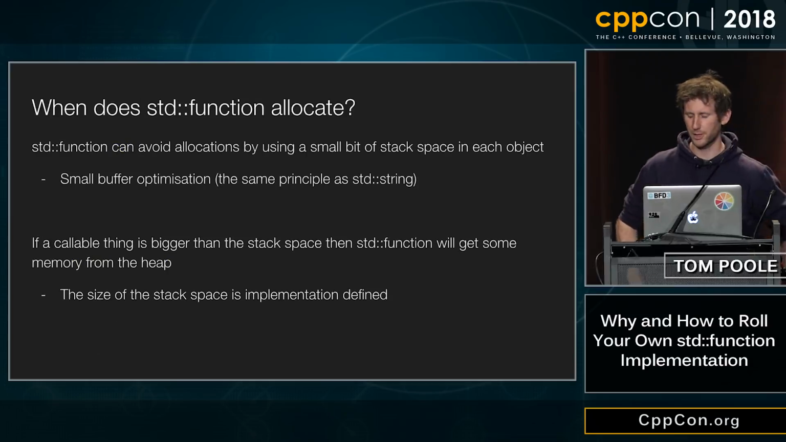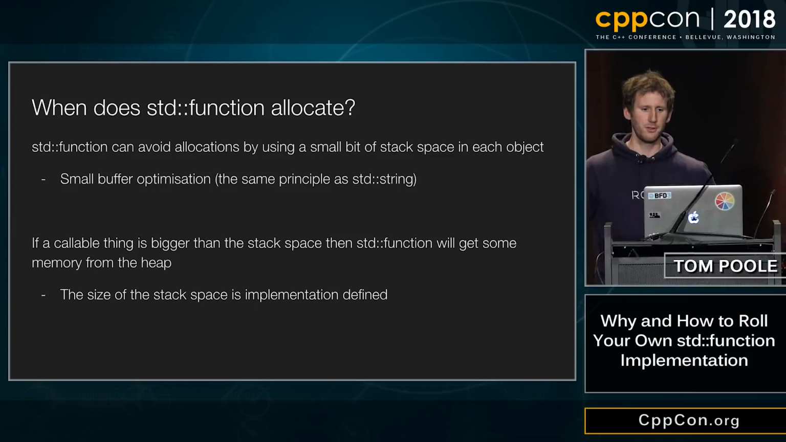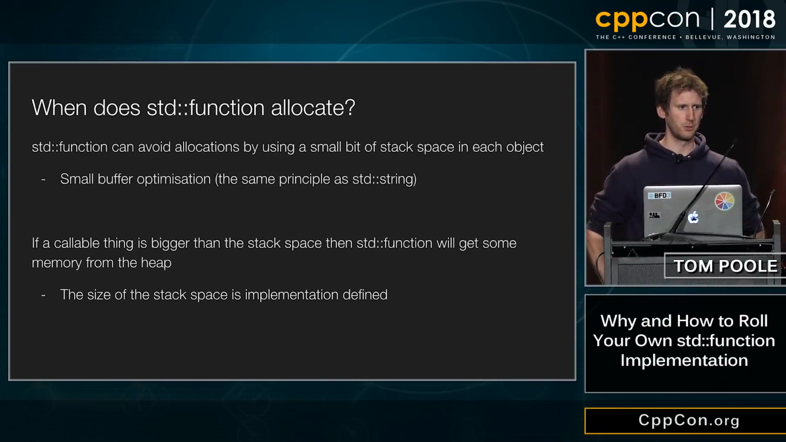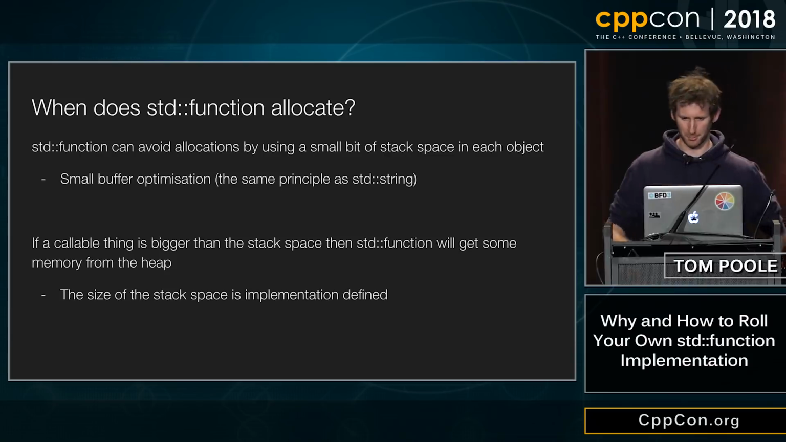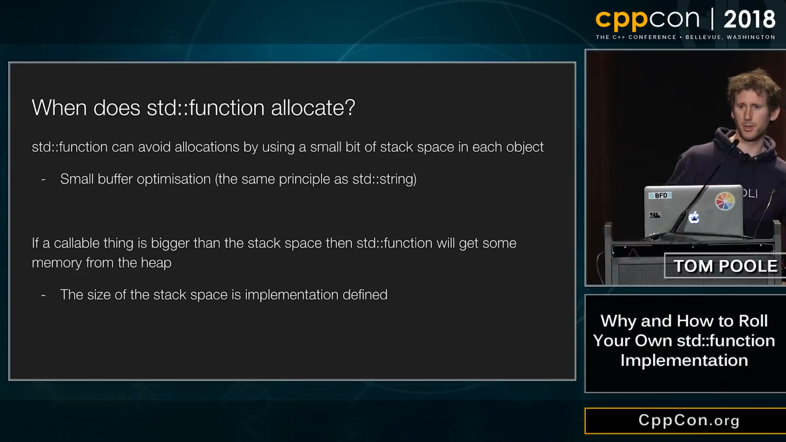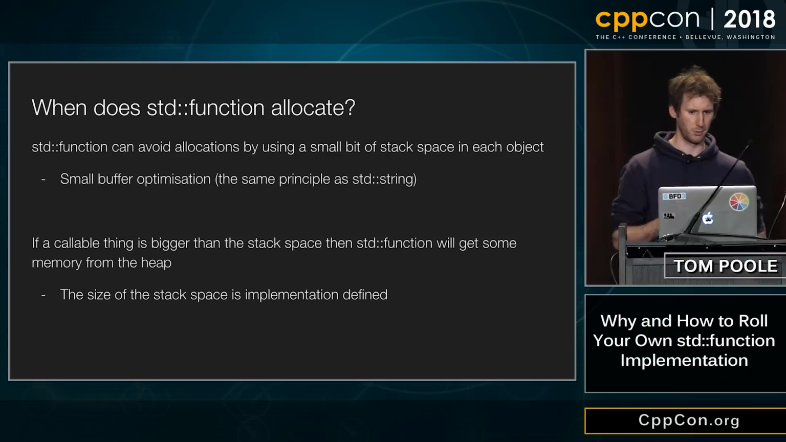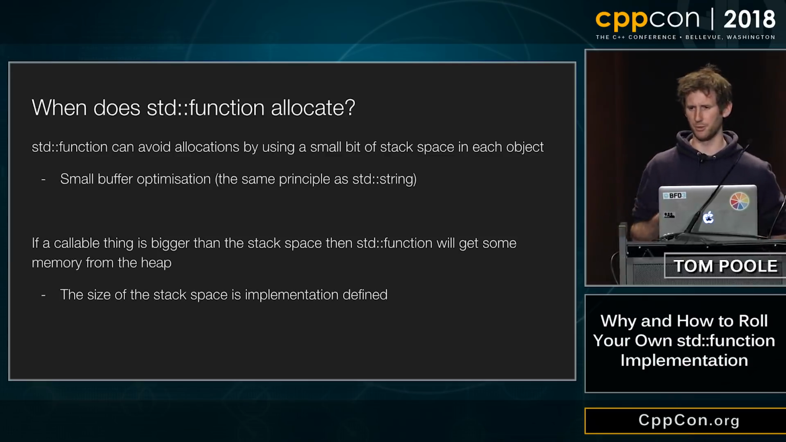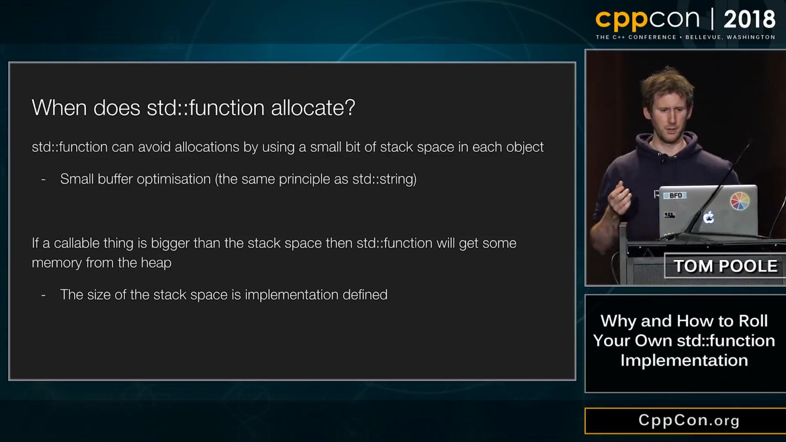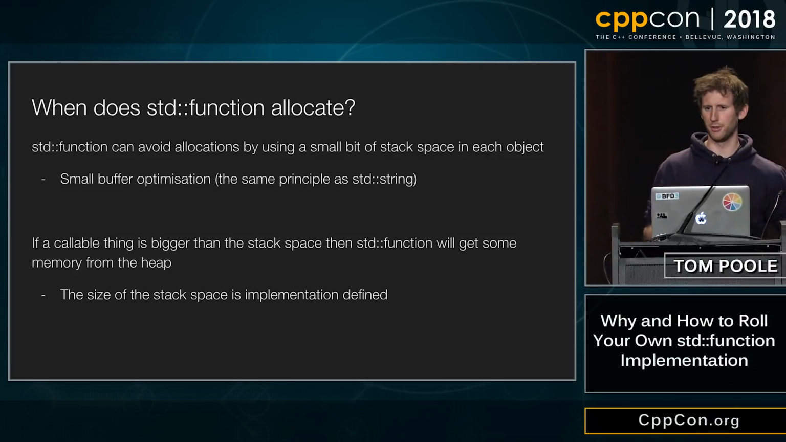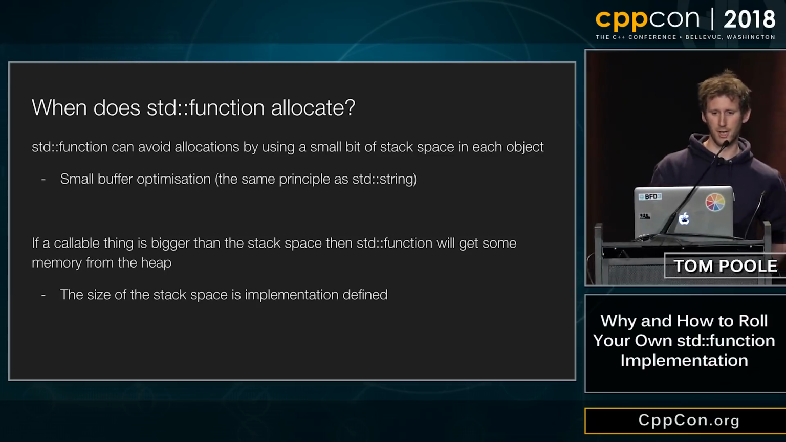Why is this a problem when you're working with std::function? Well, std::function allocates sometimes. We'll talk about this a little later in the talk, but std::function can avoid allocations by using a small bit of stack space in each object. It's called small buffer optimization, and the same thing happens in std::string. So if the thing you are storing in your std::function is smaller than this stack space, then the stack space will be used, you won't have an allocation. If it's bigger than that stack space, then we need to fetch some memory from the heap to hold it.